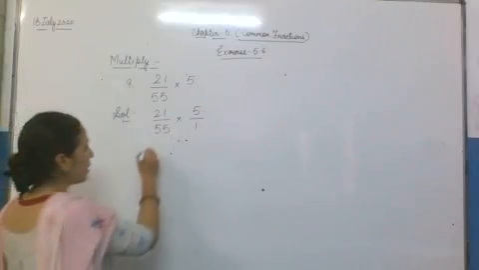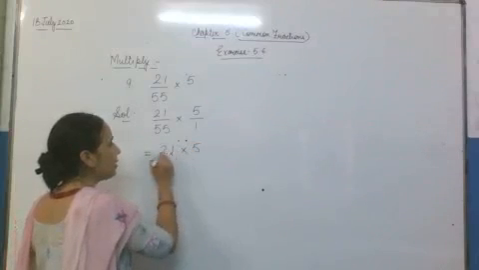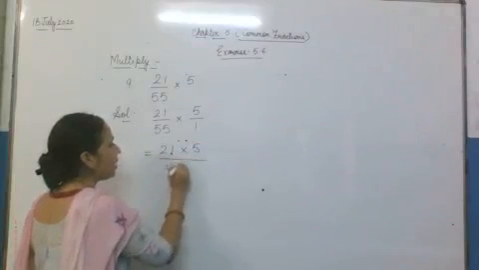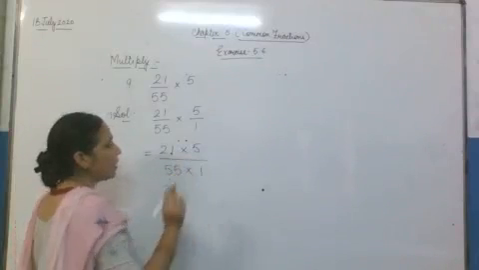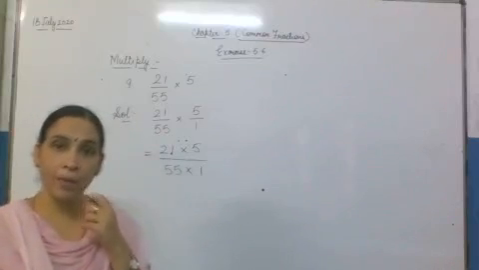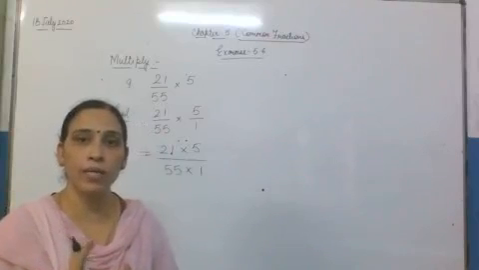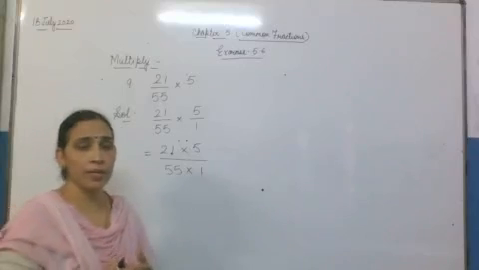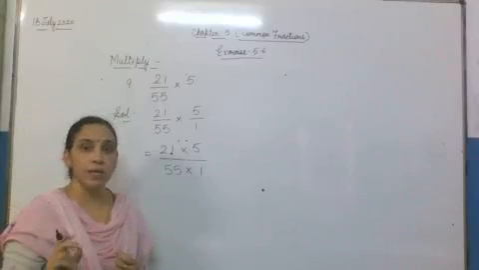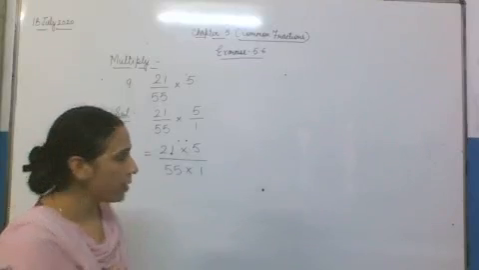Now what is the second step? The numerator will multiply by the numerator and the denominator will multiply by the denominator. This is your second step. Remember these steps so that the question will become very easy for you all.